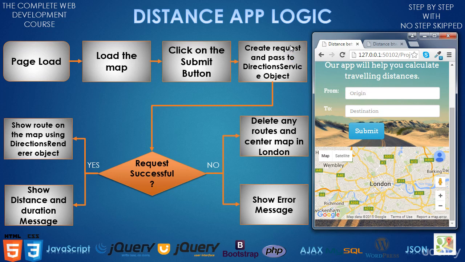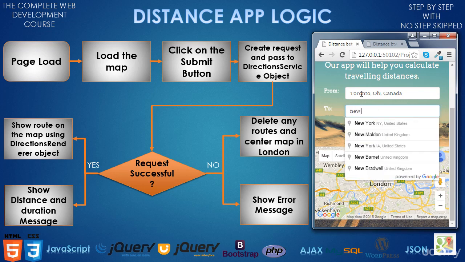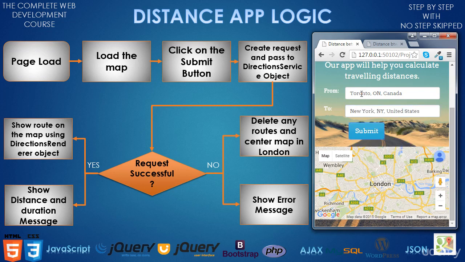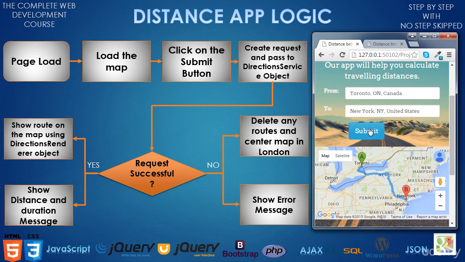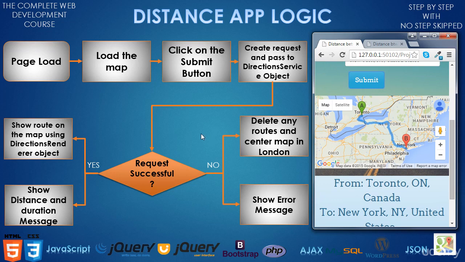And we're going to pass that request to the Directions Service object. So for example, if we go for something like Toronto to New York, okay, if we click on the Submit button, now we're creating a request and we're passing that request to the Directions Service objects. If the request is successful, which is our case here, we're going to do two things.